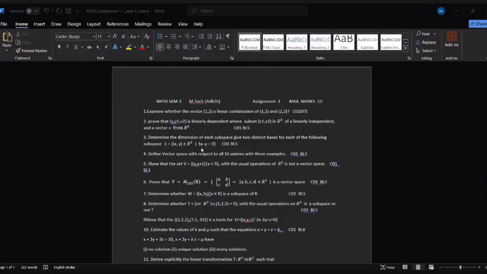No, 1 minute. This question I'll just modify. You make it R2, please. In R2, because if it is R3, 1 minute.